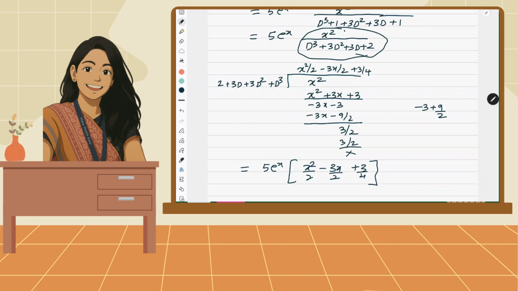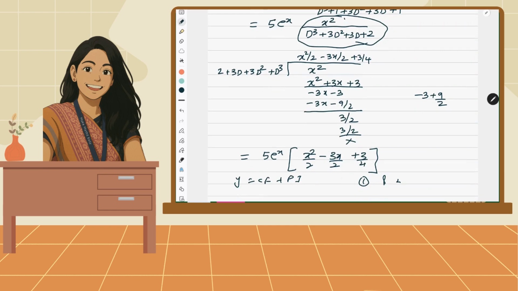And what will be your final answer? Your final answer will be CF plus PI. Okay, so you have to always write down the final answer as CF plus PI. If you don't have time in exam to write the complete values, write down from equation 1 and from equation 2, and mark your CF as equation 1 and mark your PI as equation number 2. Okay, so this is my answer, y is equal to CF plus PI.